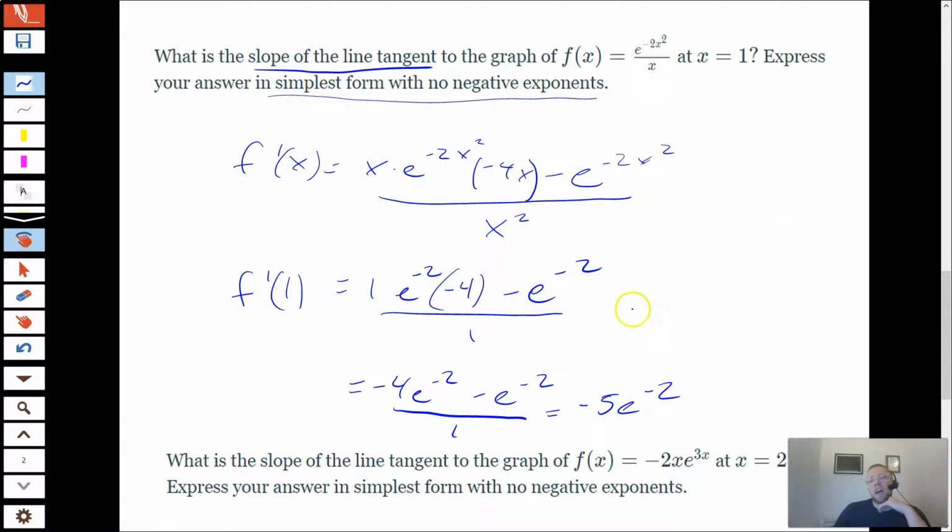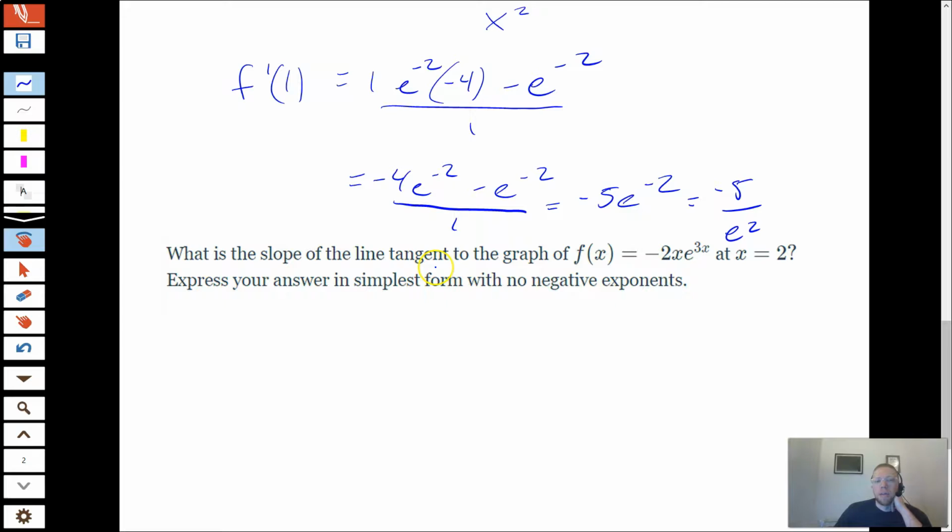And we want no negative exponents, so I'm going to rewrite that one more time as negative 5 over e squared. Okay, so I just moved that to the bottom of my fraction bar. Okay, so that is my slope of my tangent line at x equals 1. We'll do one more.